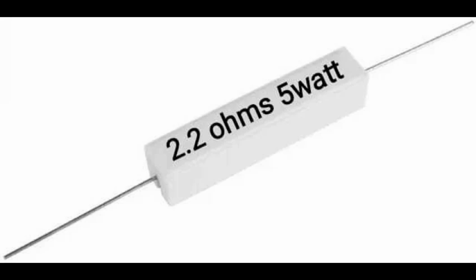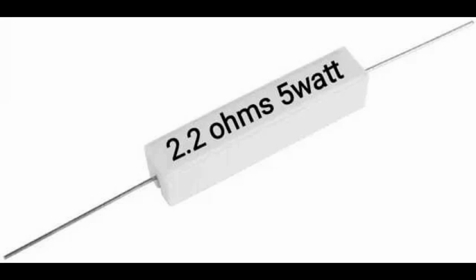Resistance value range. Resistors come in a wide range of resistance values, from fractions of an ohm, milliohms, to millions of ohms, megohms. The specific resistance value of a resistor is determined by its construction and materials.